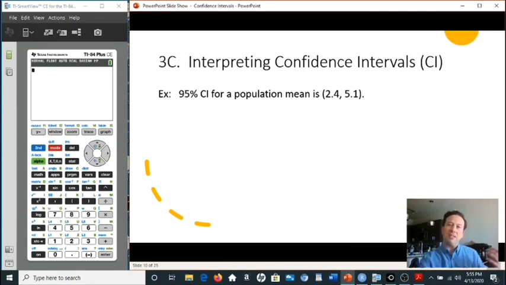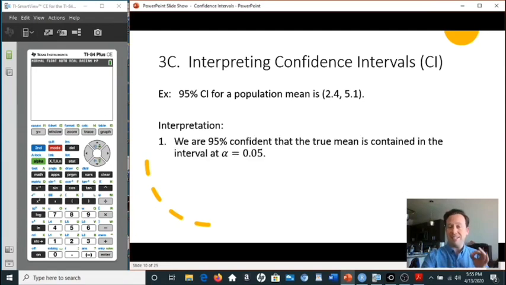There's a very statistical way of interpreting it, and there's a very layman's term of interpretation. So here's the first interpretation, the statistical interpretation. We would say that we are 95% confident that the true mean, meaning the mean of the population, is contained in the interval at alpha equals 0.05. So that's the statistical way.